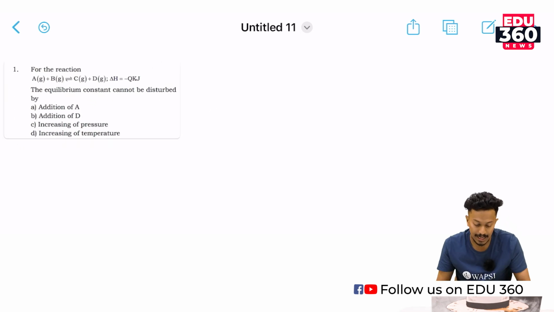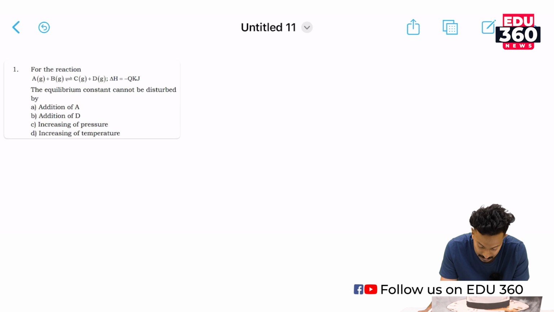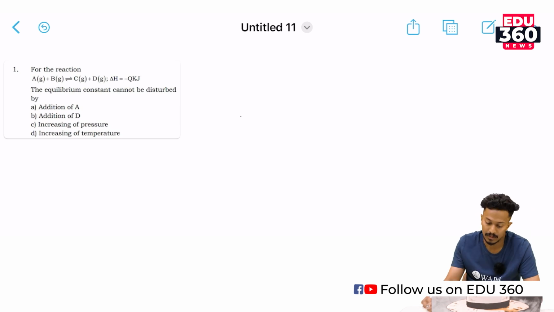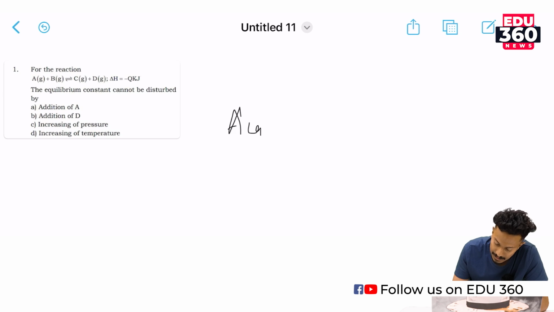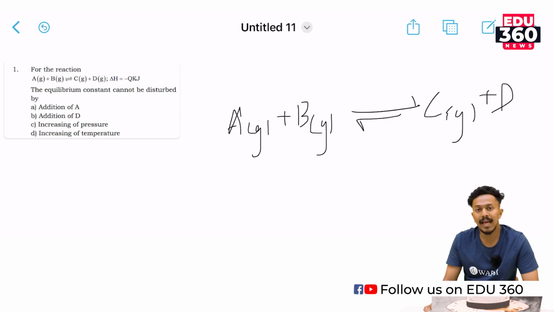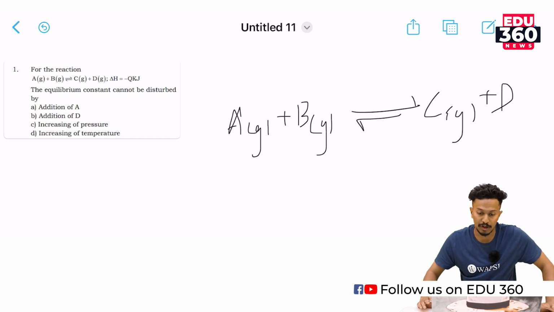For the reaction A plus B gives C plus D, delta H is equal to minus Q. The equilibrium constant cannot be disturbed by what? So this is our reaction, which is A, a gas, plus B, also a gas, giving, in a reversible reaction, C gas plus D. So pressure does not have any effect on this equilibrium state.